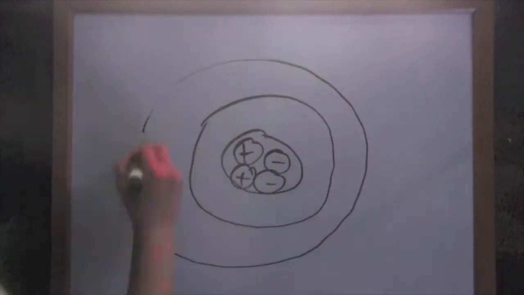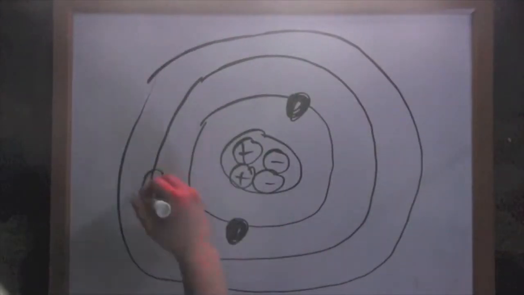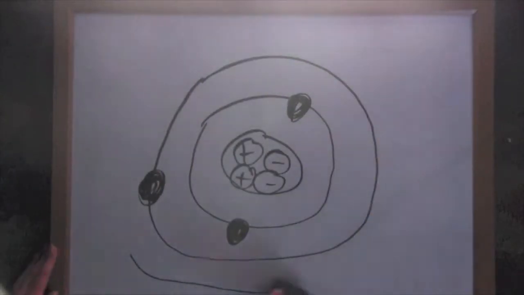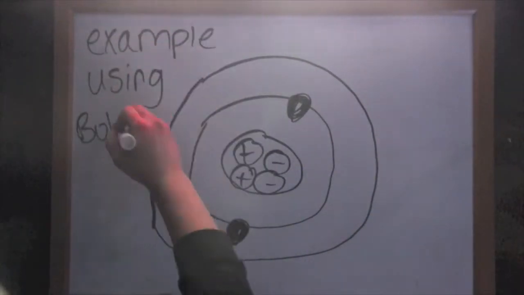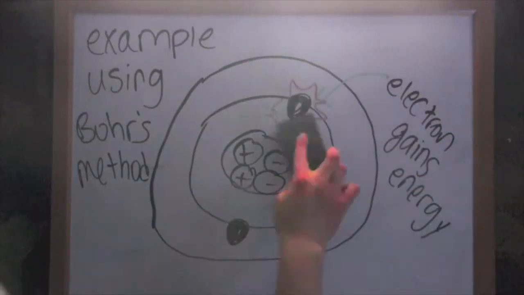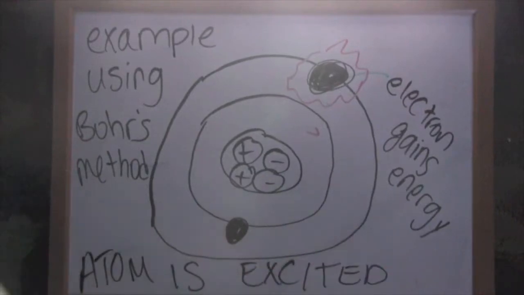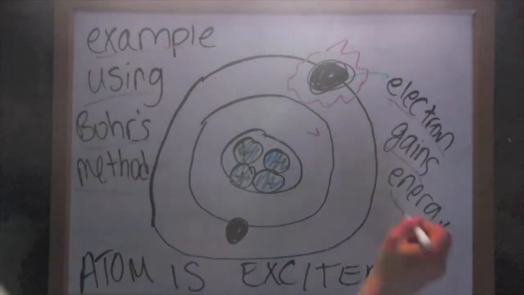So here's my drawing. I screwed up. I meant to do a dot, but I accidentally drew electrons in the center of the nucleus, but they're protons. And they're also neutrons. So I'm using Bohr's method to show the change in energy. The electron gains energy, so it can move up an energy level, and the atom is deemed excited.